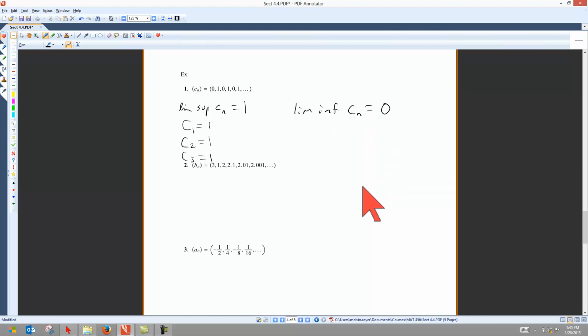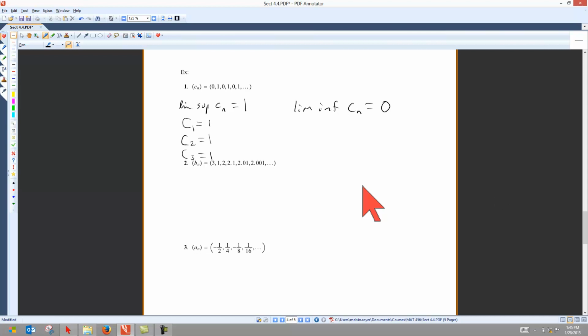Another example. How about the sequence 3, 1, 2, 2.1, 2.01, and so on.